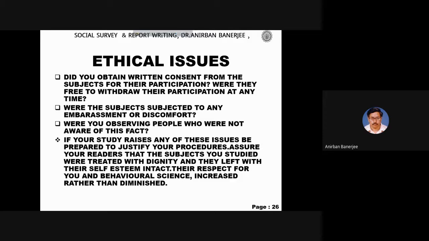If your study raises any of these issues, be prepared to justify your procedures. Assure your readers that the subjects you studied were treated with dignity and they left with their self esteem intact. Their respect for you and behavioral science increased rather than diminished.